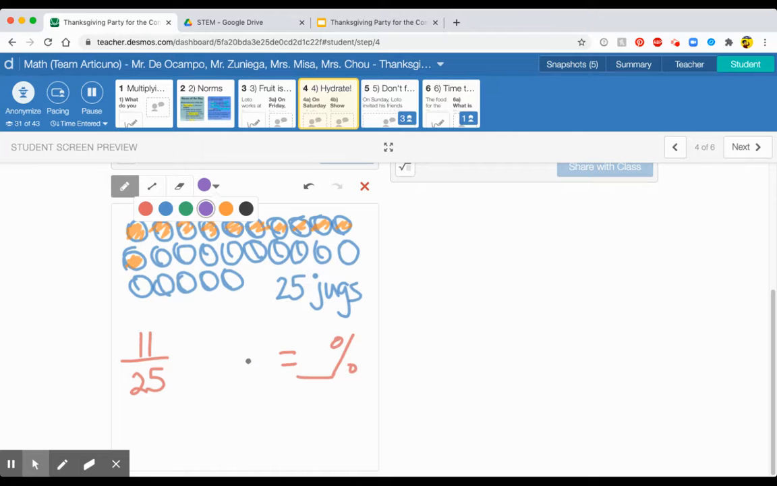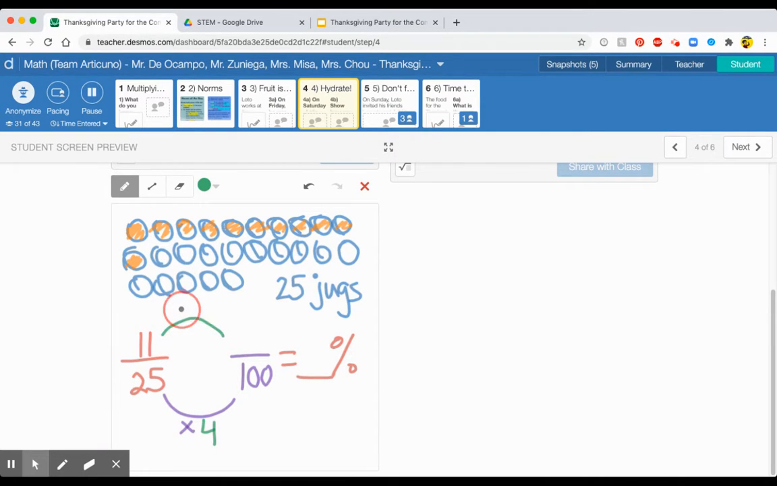Well, remember, percents are out of 100. So now I'm going to write another fraction out of 100. And my goal now is to figure out what can I multiply to go from 25 to 100? Well, if you think of quarters, quarters are worth 25 cents. So how many quarters do I need to make a dollar? Okay, this is a good thing to memorize. It's 4 quarters, 4 of these 25s to make 100.